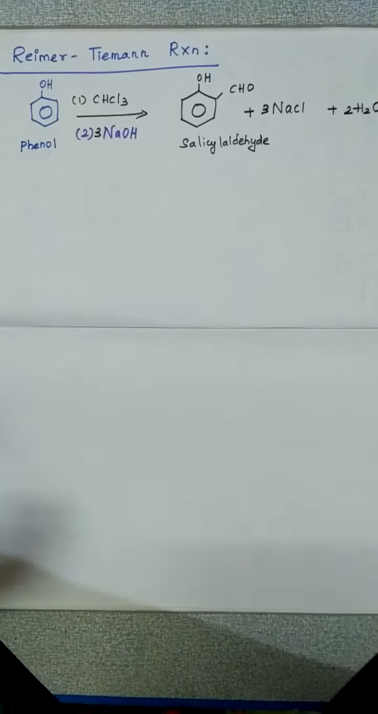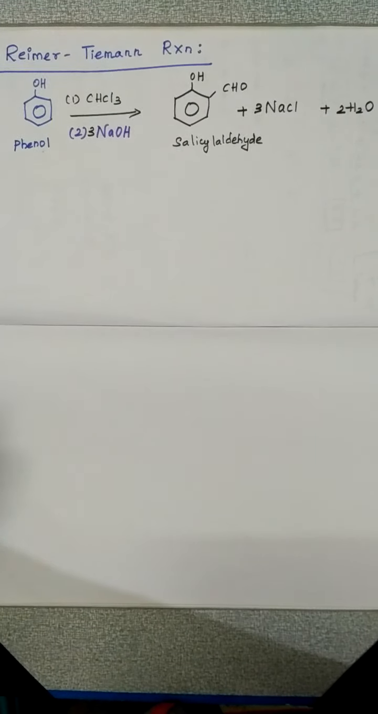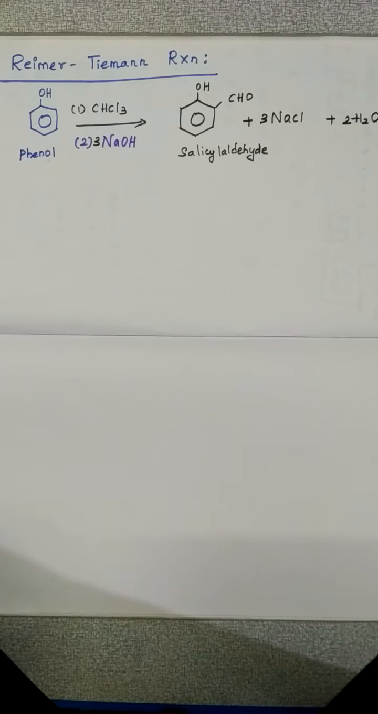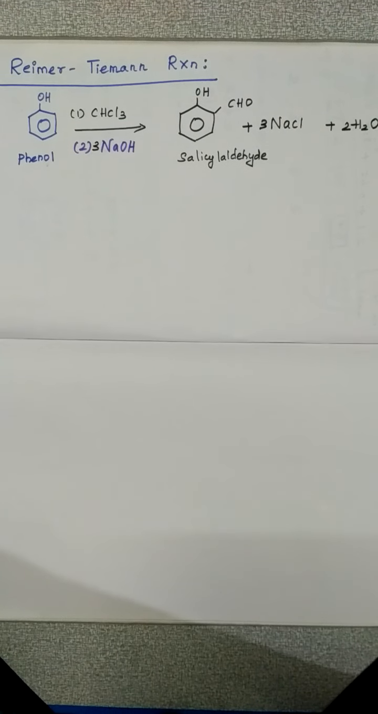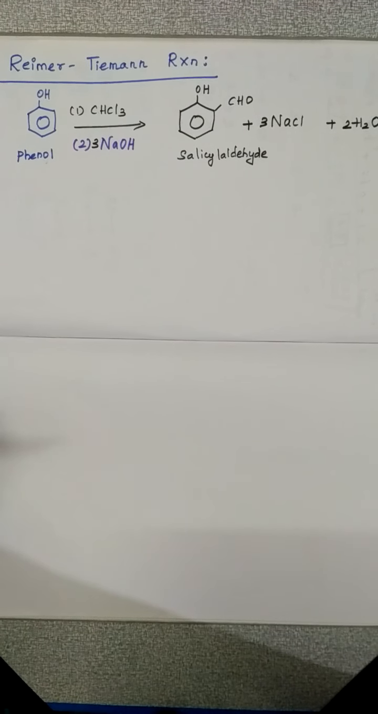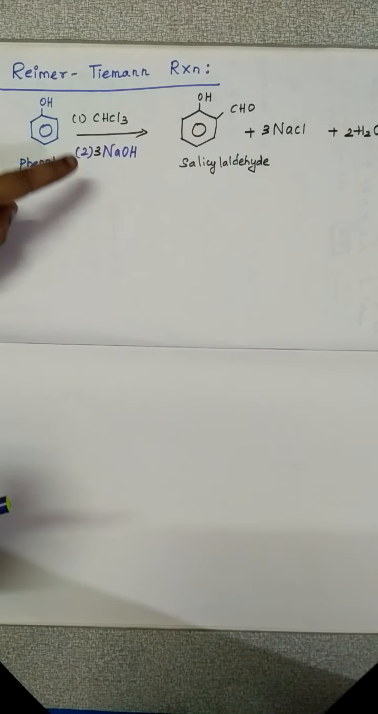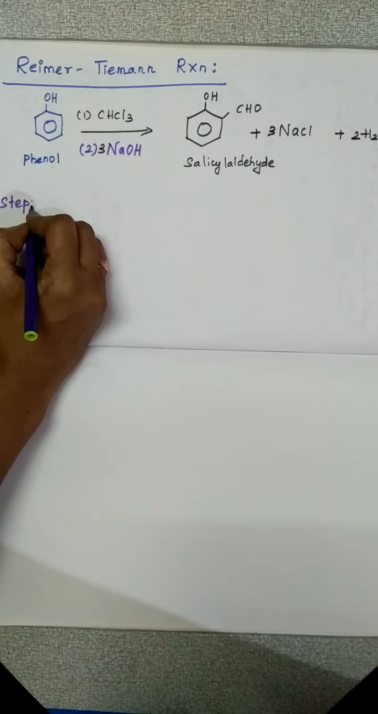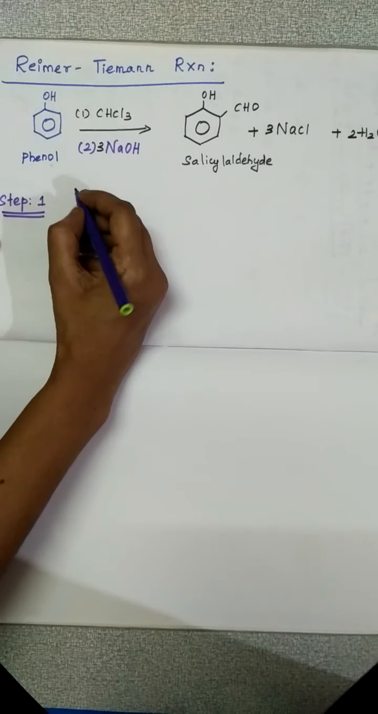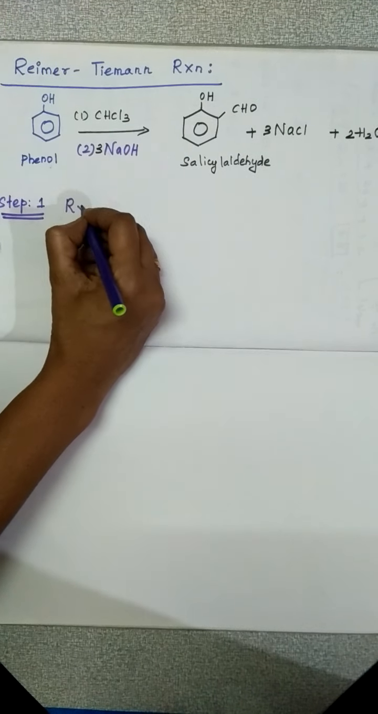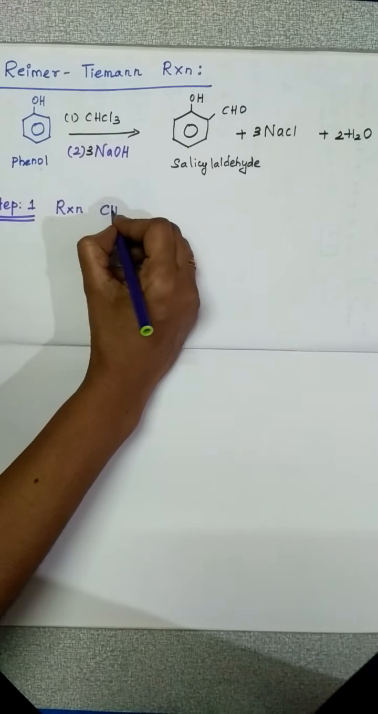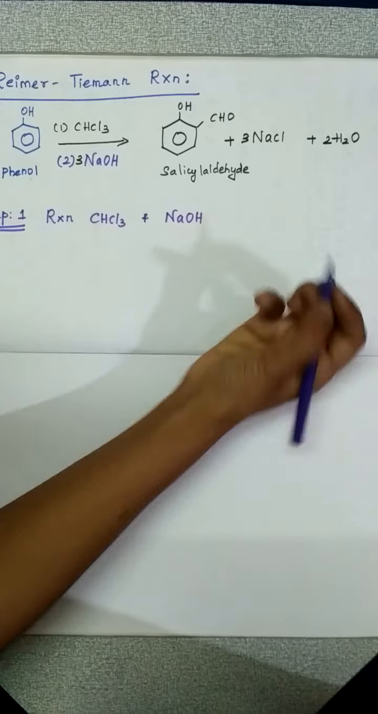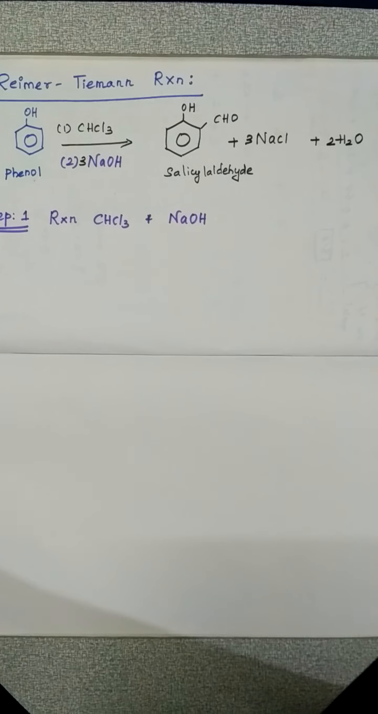So this reaction we are going to see with the mechanism. First we'll see it stepwise. Step 1, reaction of chloroform and sodium hydroxide. Listen carefully, students.